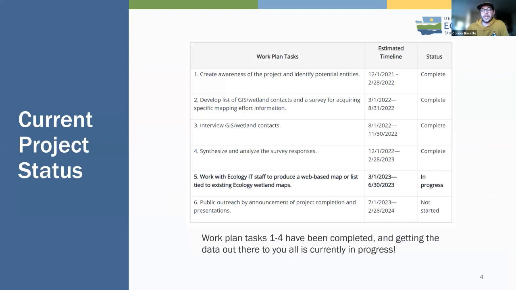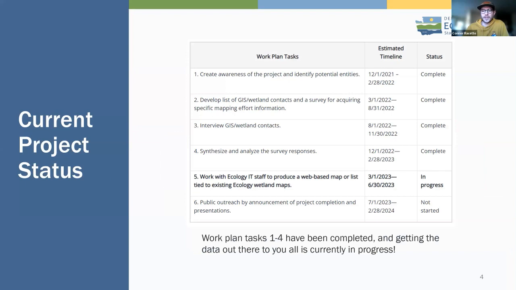So to give a better idea of what the status of the project is currently, I have a screen clip here from our wetland mapping resource page that outlines project tasks and their status. As you can see, tasks 1 through 4 have been completed and task 5 is in progress.